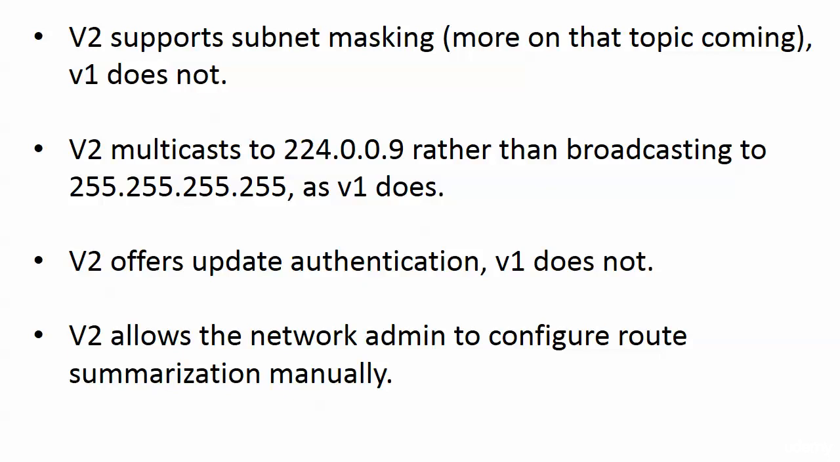Version 2 multicasts its updates. And this is a good IP address to memorize, frankly. 224.0.0.9. I'm going to show you so many debugs in the next couple of labs that you'll see that address when you close your eyes and go to sleep at night. It's a lot more efficient for a routing protocol to multicast than to broadcast to 255 for each octet. But that's what version 1 does. It broadcasts, where version 2 multicasts its updates.